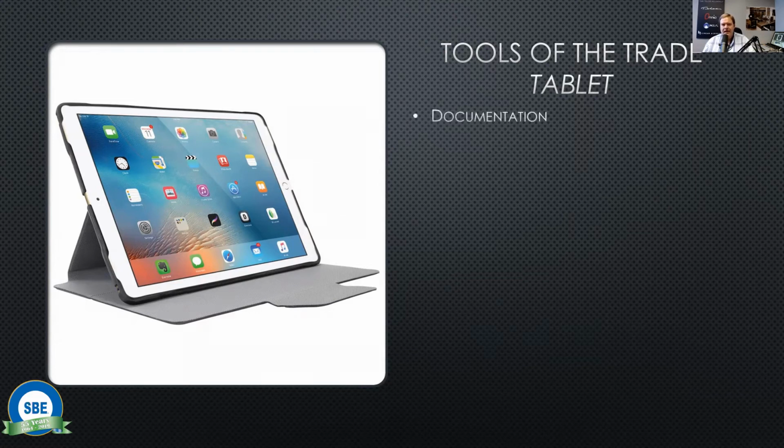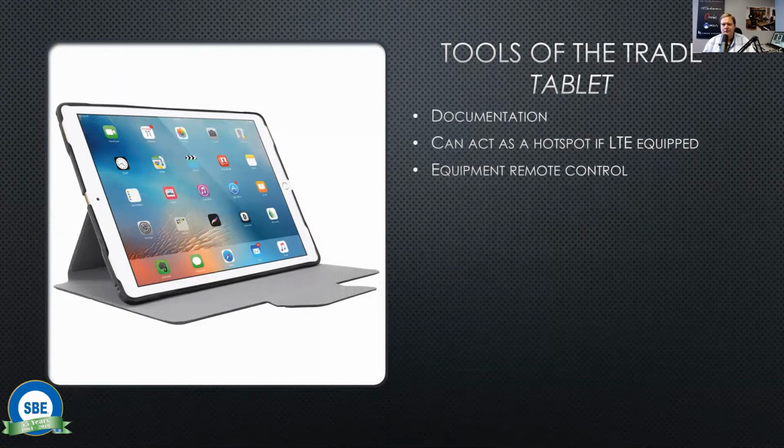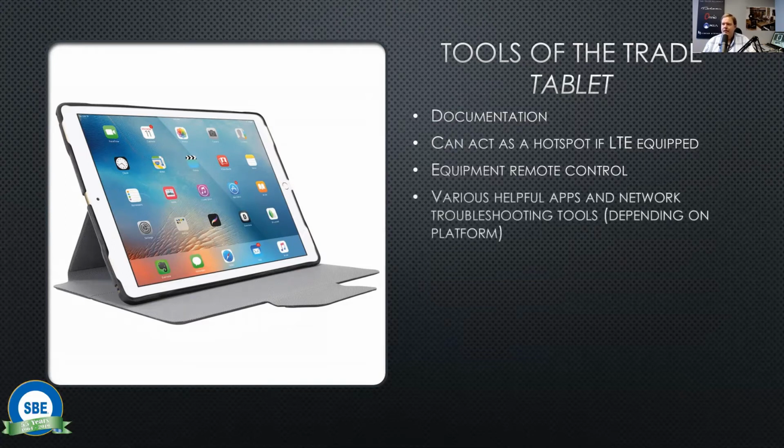But again, it has the same tools on there that you can use for documentation. There are versions of Word that you can run on here and other Office tools. If it's LTE equipped, you can use it as a Wi-Fi hotspot. You can use it to get into the browsers of the equipment on site or the web interfaces for equipment on site for remote control. Or if your remote control system happens to support some kind of browser interface, you can do that, or an app, you can do that.